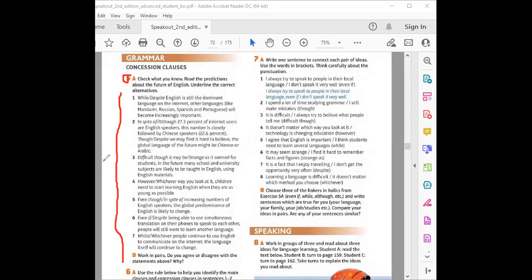Let me do the first one for you. I'd say: while English is still the dominant language on the internet, other languages, well, here there is a comma because the clause has finished. Other languages like Mandarin, Russian, Spanish, and Portuguese will become increasingly important. Okay, now go for the rest, please.